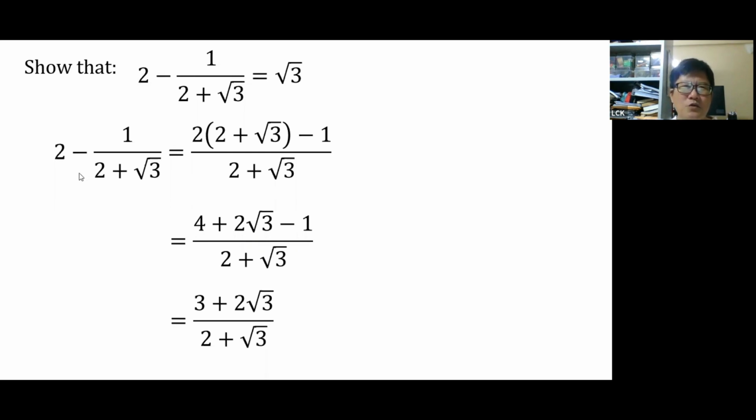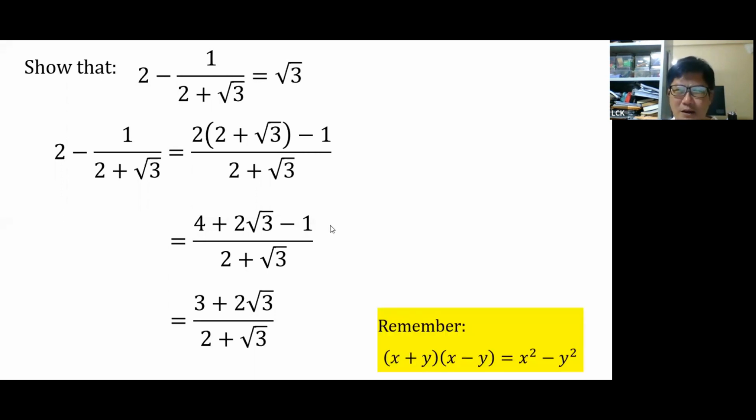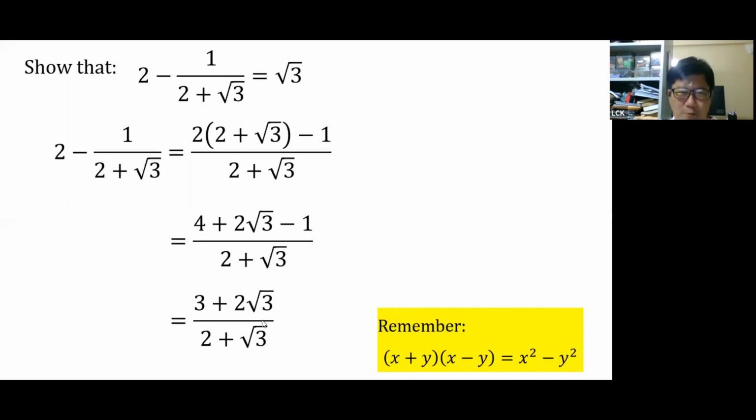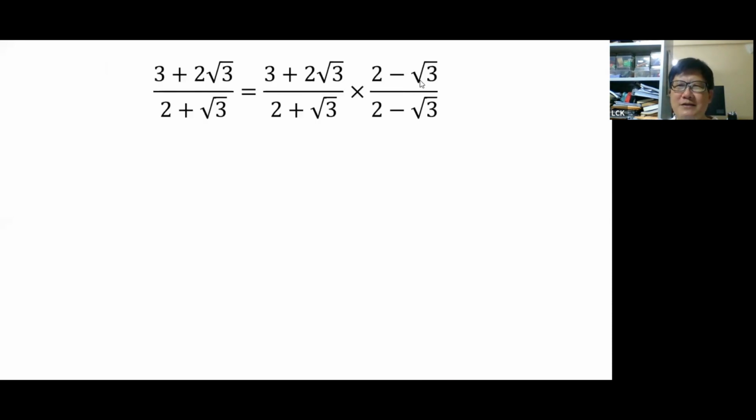And you have shown that this equals this. That's what you have done. But you want to show that it's equal to square root 3. You don't want to show that it's equal to this. So you have got to proceed some more, and remember this: x plus y times x minus y is x squared minus y squared. So you begin from here. You've proven that this equals this, so you multiply by 2 minus square root 3 on the top and 2 minus square root 3 at the bottom.